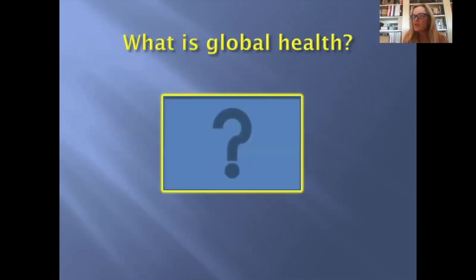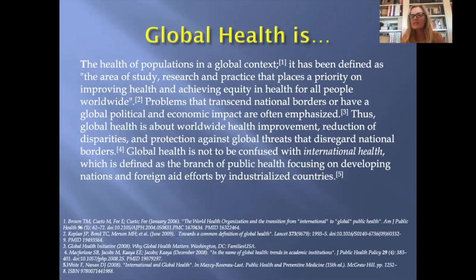So first of all, what is global health? What does that term mean? There's a lot of confusion with the difference between global health and international health. So I'll just share with you this brief definition of global health as being the health of populations in a global context. It's been defined as the area of study, research, and practice that places a priority on improving health and achieving equity in health for all people worldwide. Problems that transcend national borders or have a global, political, and economic impact are often emphasized. Thus, global health is about worldwide health improvement, reduction of disparities, and protection against global threats that disregard national borders.